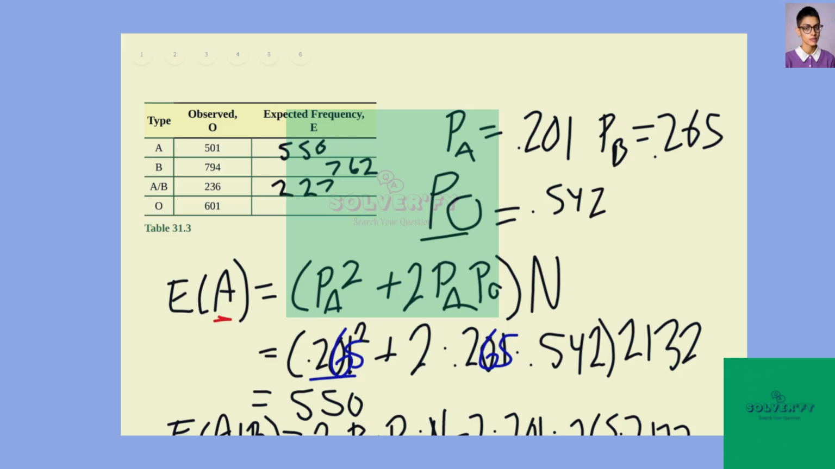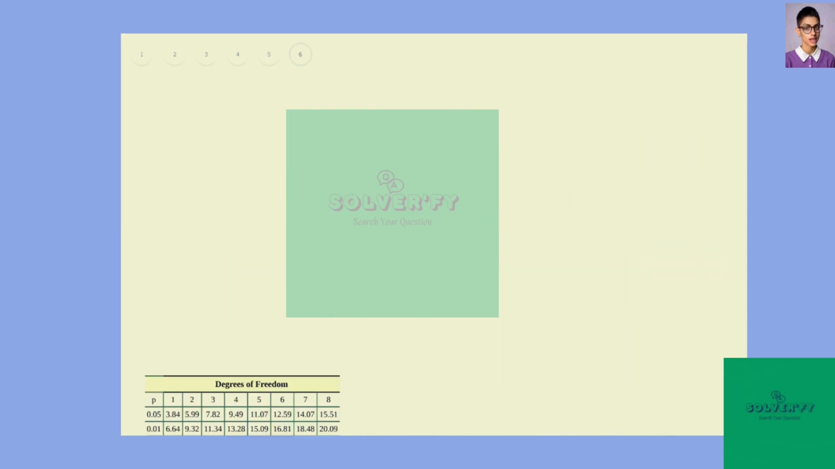And then the expected number of folks we would expect to have O, I'm going to tuck it in the corner because it's a short equation here. The expected value for O is a nice one. It's the probability of O squared times N. So that's just 0.542 squared times 2,132. And that number ends up being 626. Once you have the correct formulas, it becomes way easier.